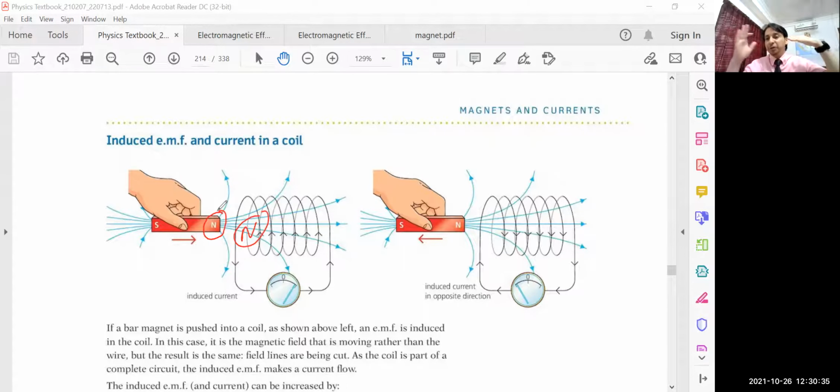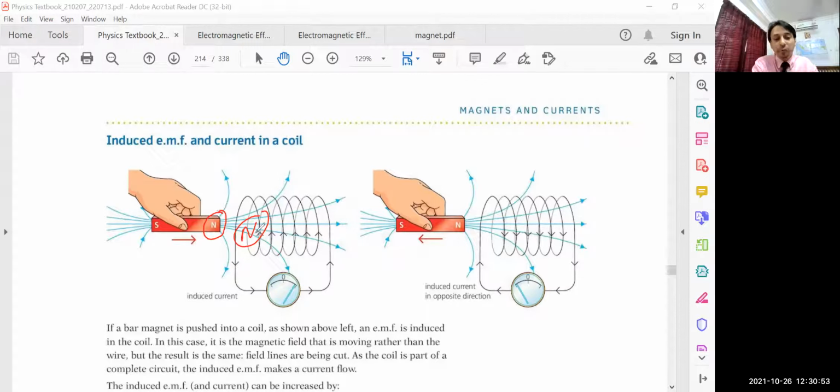This magnet is coming towards the coil, and on the coil, you will find that the north pole is there. So north and north will repel. If repulsion is there, then what will happen? Then the magnet will try to go away.